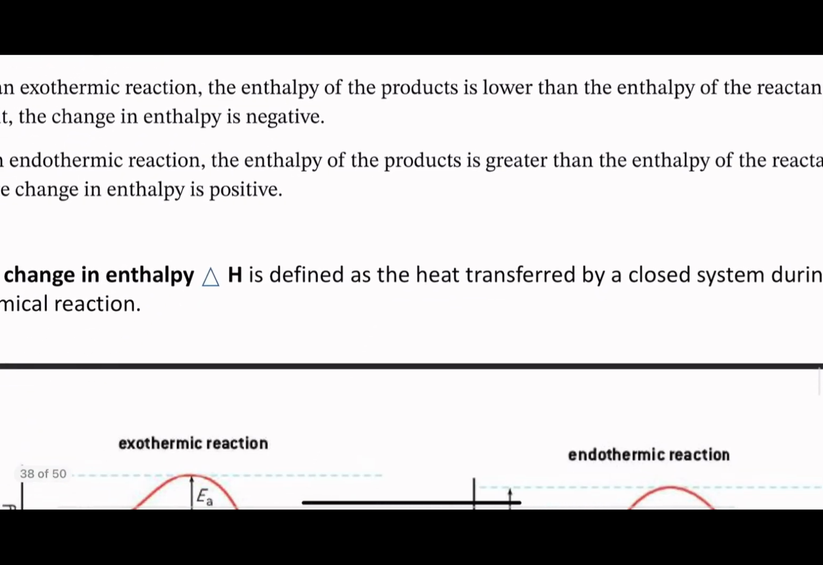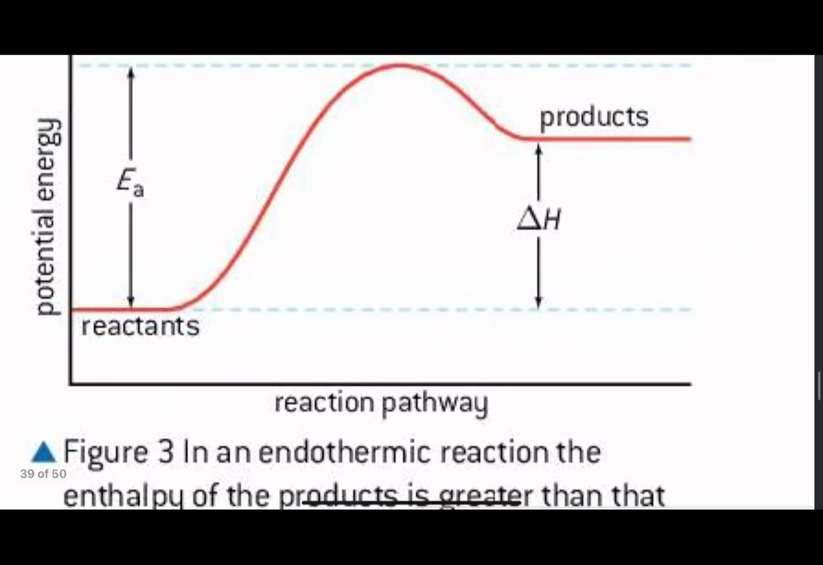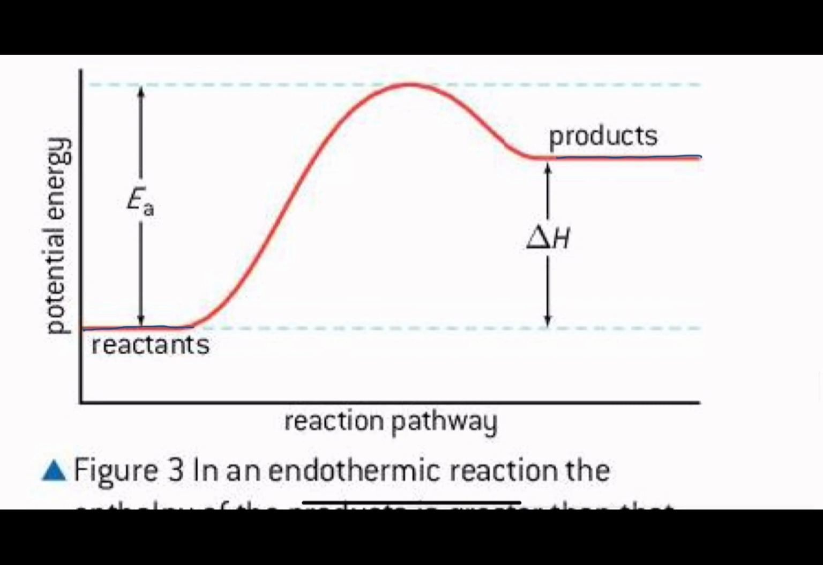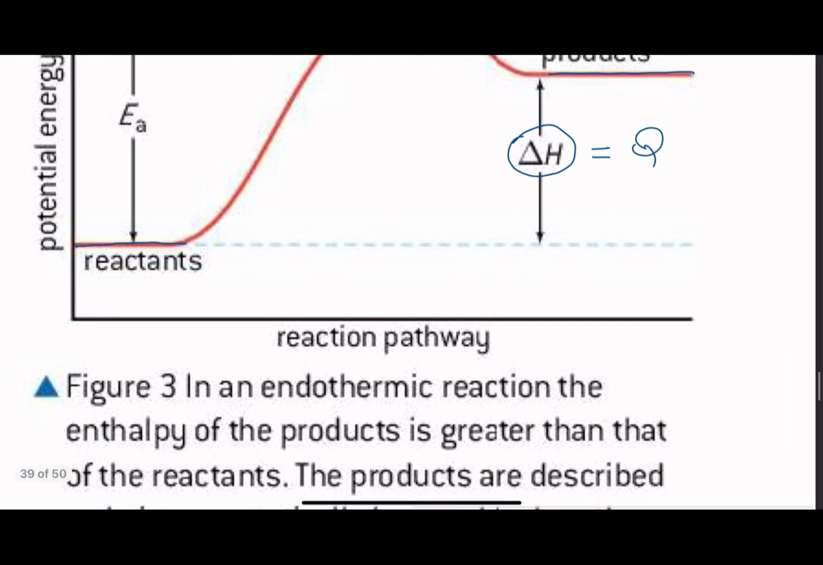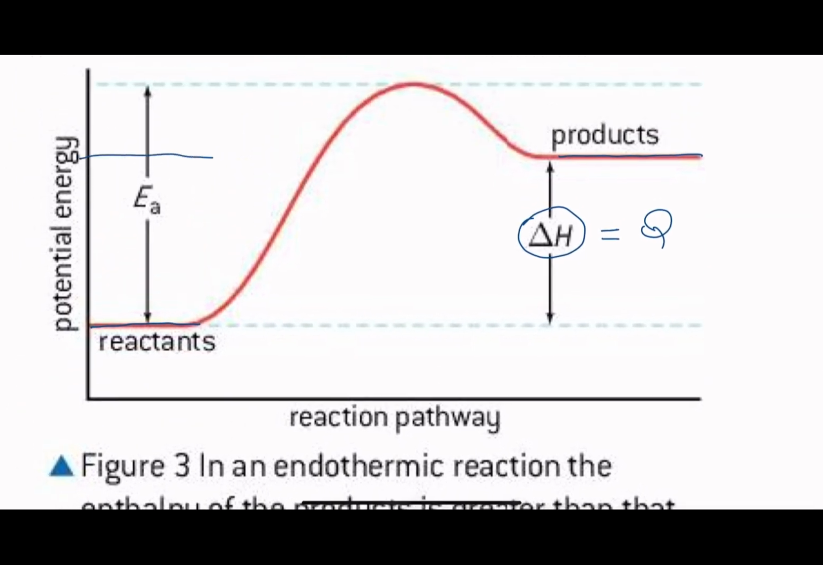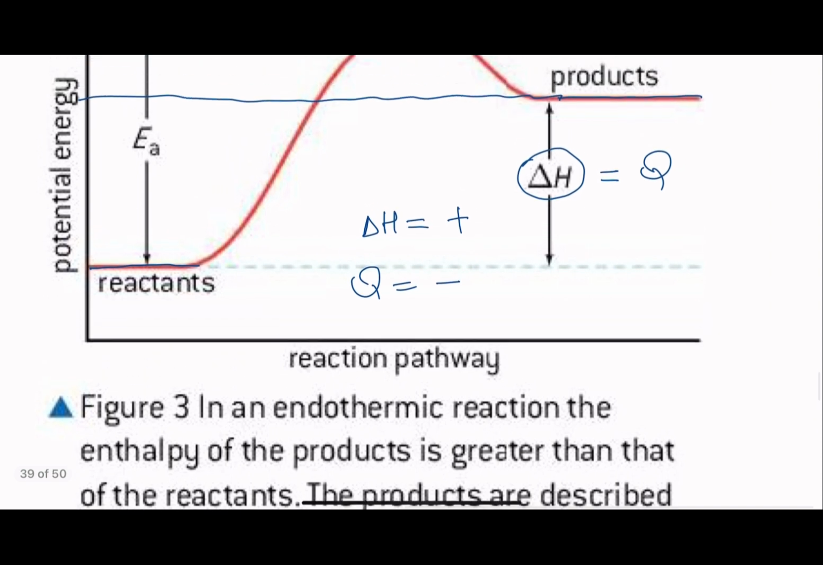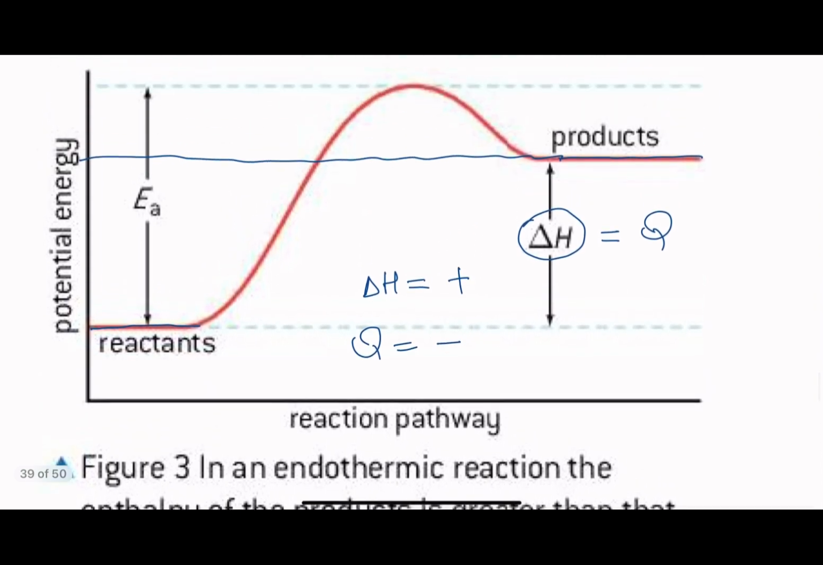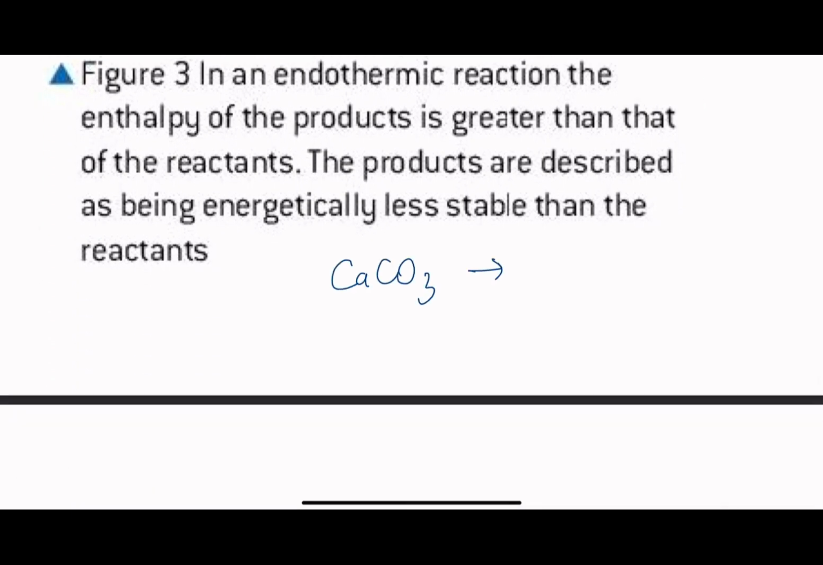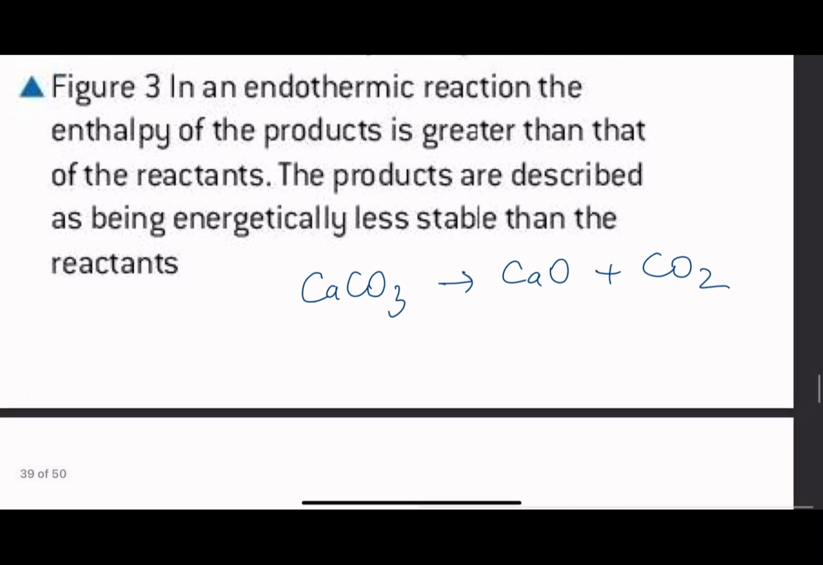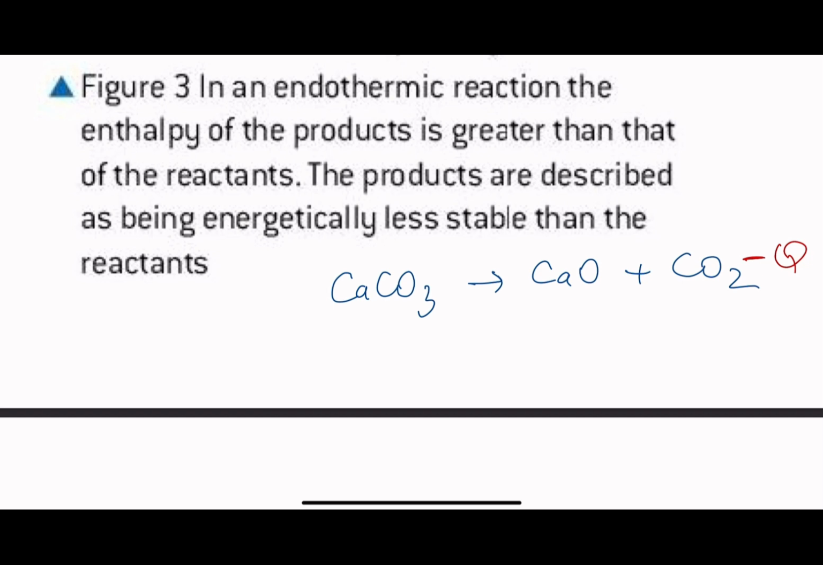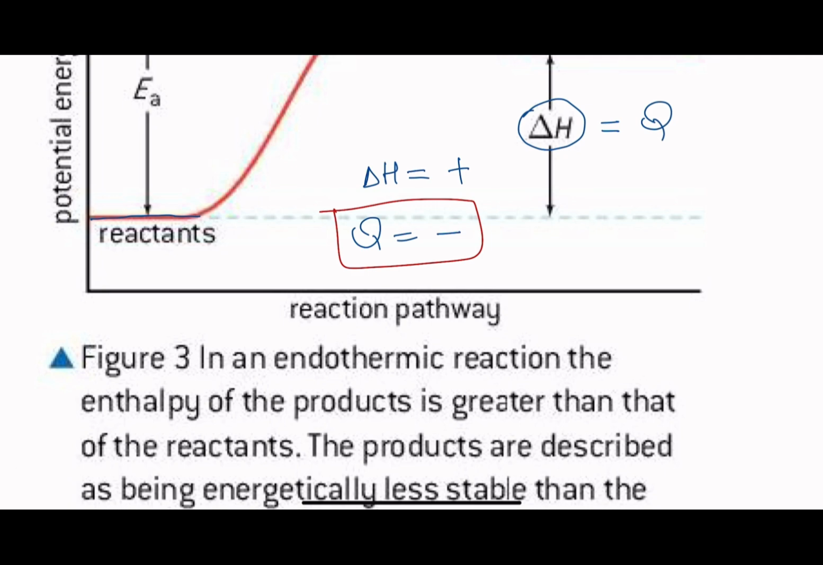So now I will tell you about the endothermic one. In endothermic now you have products on a higher level than reactants. You see this difference, delta H is going to be equaling to Q. But because your products are going to be higher than your reactants, your delta H will be a positive number, while your Q will be negative, because you need to provide energy in endothermic reaction. For example, calcium carbonate goes to calcium oxide and carbon dioxide. For the decomposition reaction, you need to provide the energy, which is negative Q, right? So that's why your Q is negative in here.